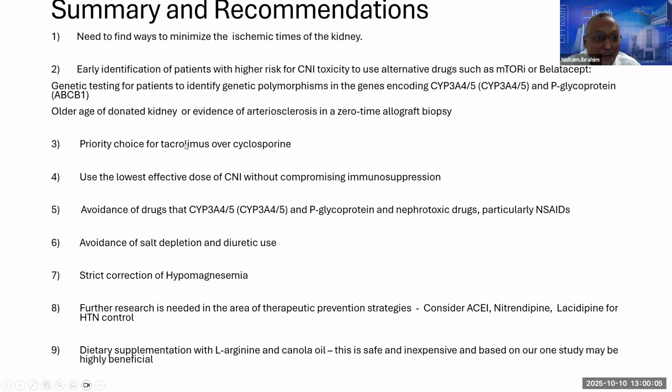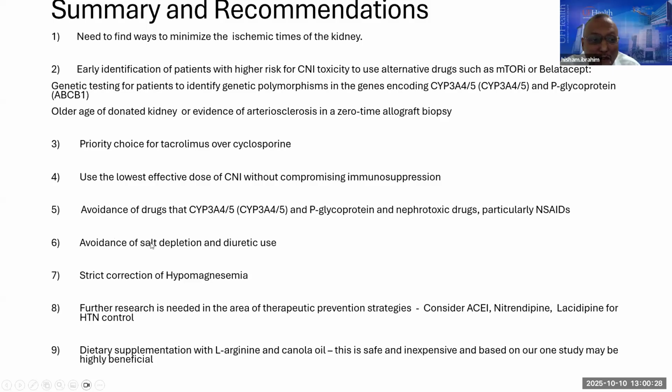Of course, we talked about the priority of tacrolimus over cyclosporine. This is already being implemented. We're looking at studies that are coming to try to achieve the lowest effective dose of CNIs, and looking at potentially individual dosing for patients to get the lowest effective dose for an individual patient without compromising immunosuppression.